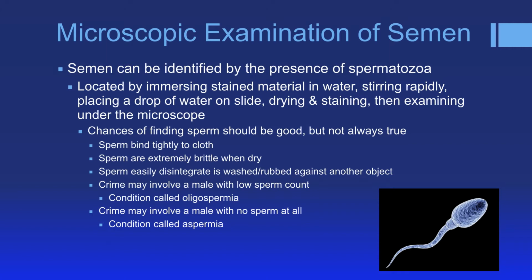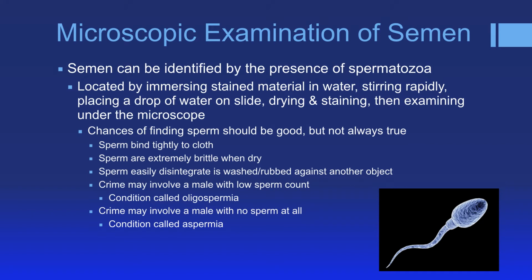The sperm is located by immersing the stained material in water, stirring it rapidly, placing a drop on a slide, and then dyeing or staining it. Then it can be examined under a microscope. Chances of finding the sperm should be good, since a normal male will release anywhere from 250 to 600 million sperm per ejaculation. But it's not always true.